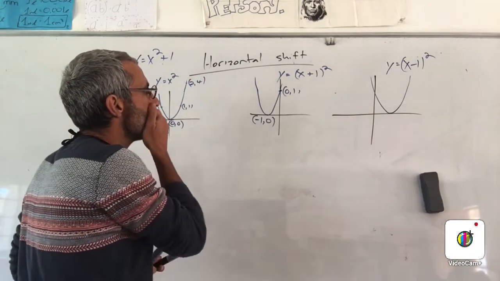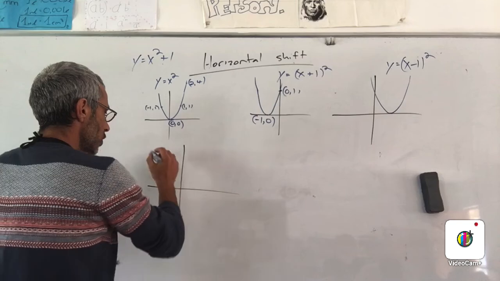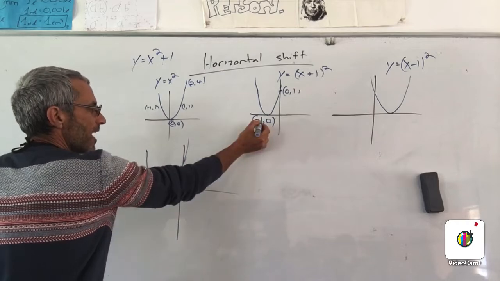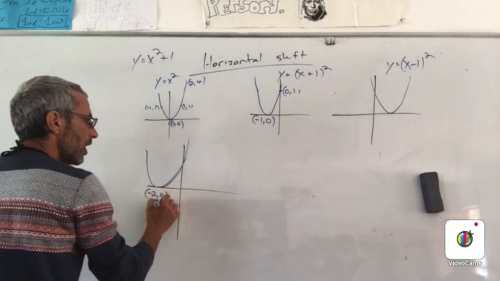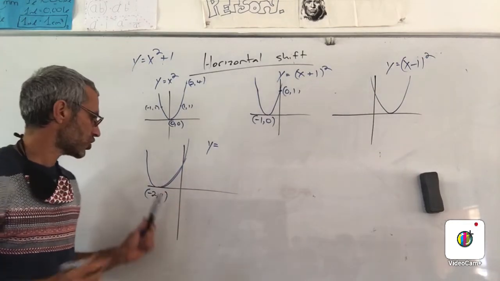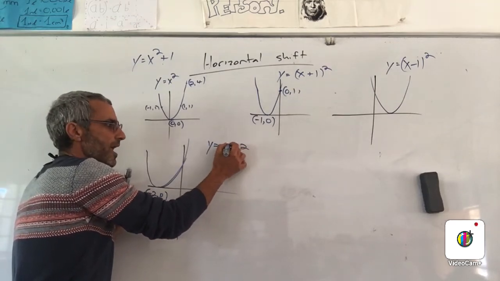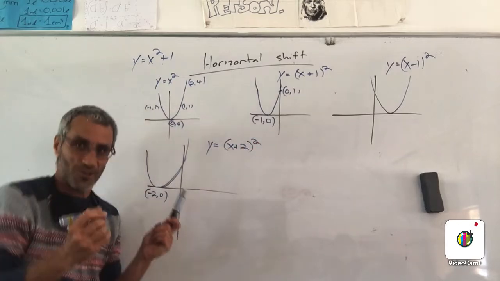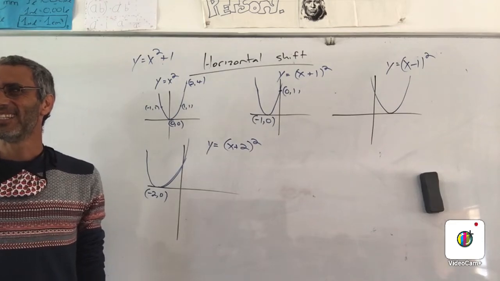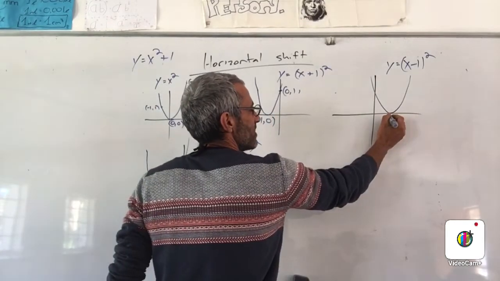Let's say I want to shift it 2 to the left. So I want the minimum to be not minus 1, 0, but minus 2, 0. And my question for you is what will be the function? Can you try and guess what will be the function if I want to shift it to the left? So what should I write? Plus 2. Just plus 2? X plus 2, squared. Well done. And hang on, I should have said this is 0, 1.